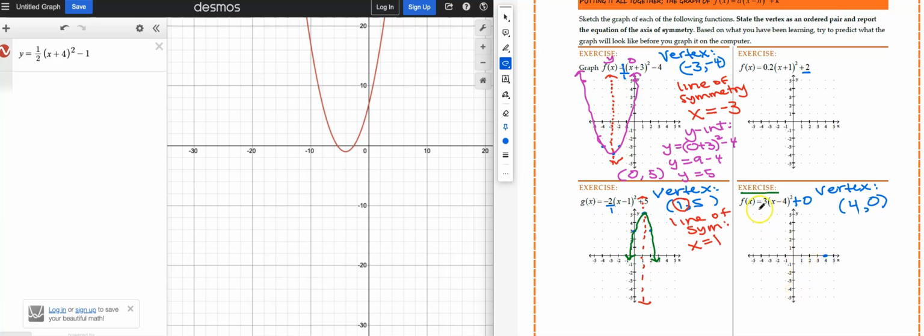All right, and then let's kind of do this slope thing here, the 3 over 1. So I'm going to go up 3, 1, 2, 3, and right 1.